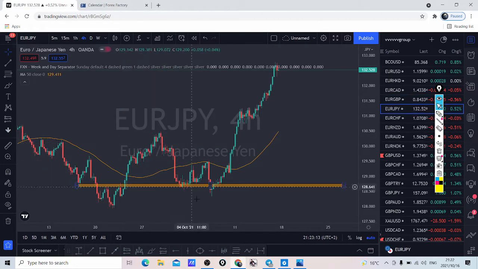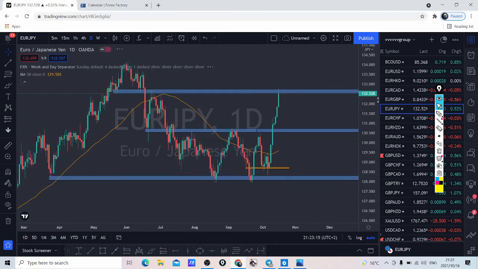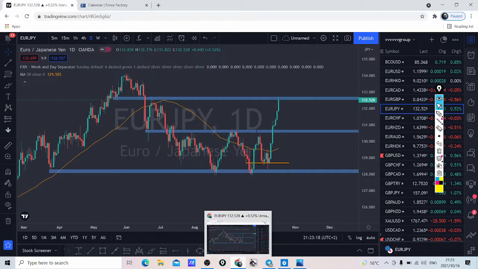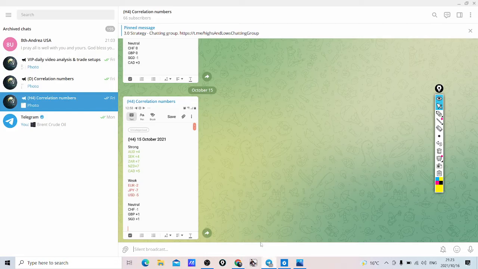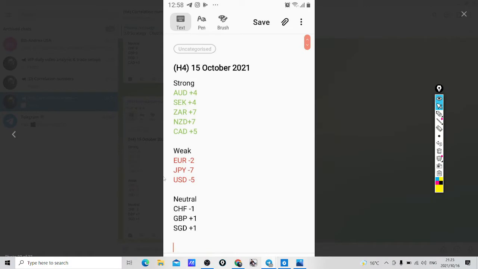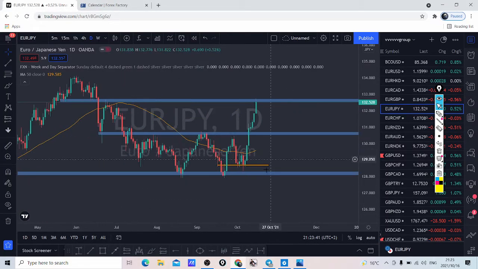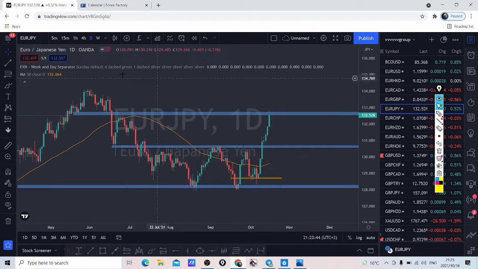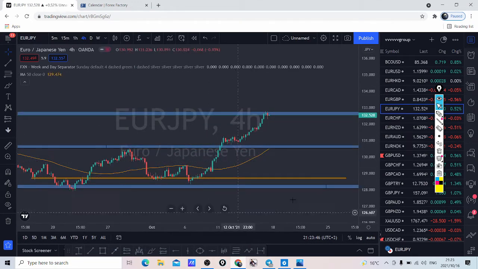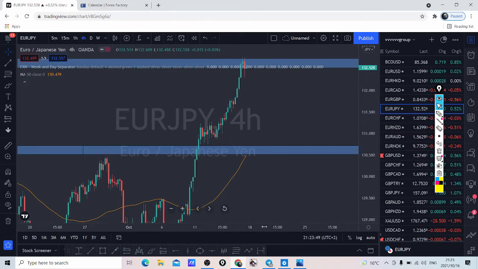Right, let's look at the Euro Jpy. This one, the Euro and Jpy, both currencies are very, very weak. So Euro -5 and then the Jpy -7. But the Jpy is taking over the Euro. That's why you see the graph is pushing to the upside. But for me, I won't be looking for any buy or any sales, because if you are pairing a weak currency with another weak currency, we are expecting a range.